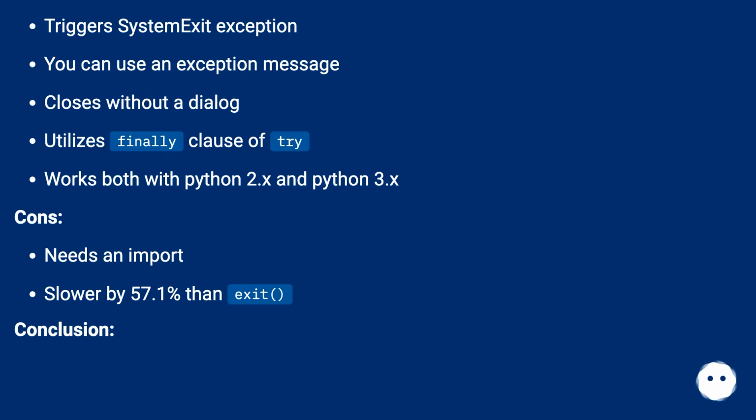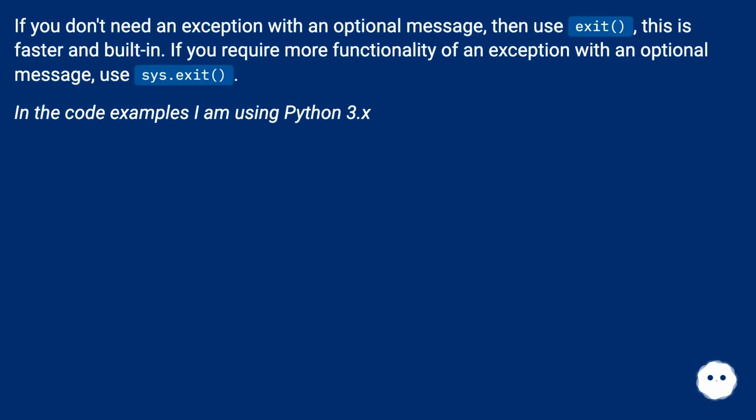Conclusion. If you don't need an exception with an optional message, then use exit. This is faster and built-in. If you require more functionality of an exception with an optional message, use sys.exit. In the code examples I am using Python 3.x.